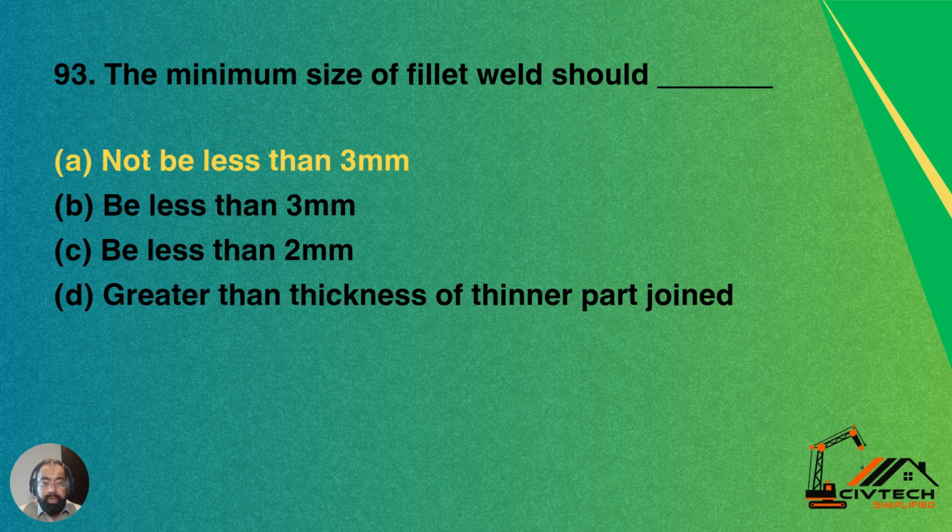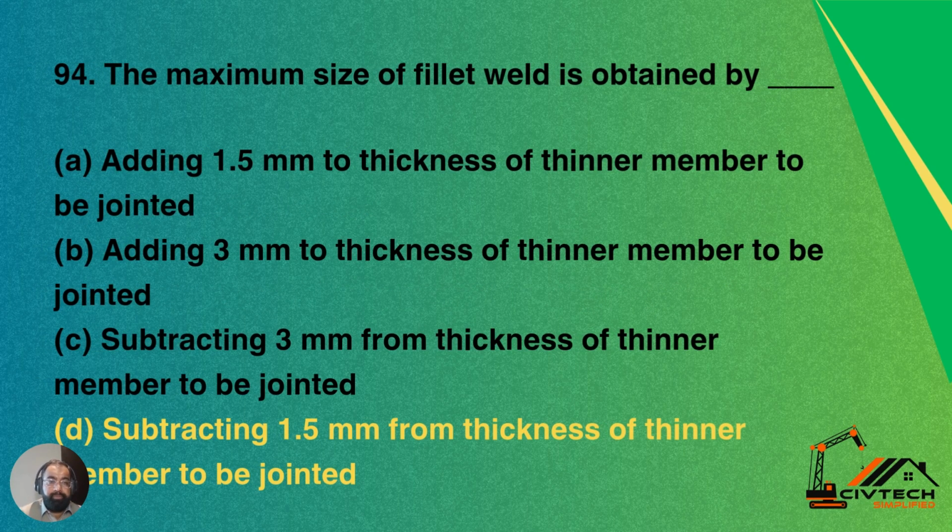Question 93. The minimum size of fillet weld should be option A, not less than 3 mm. Option B, less than 3 mm. Option C, less than 2 mm. Option D, greater than thickness of thinner part joint. So A is the correct answer for this question. The minimum size of fillet weld should not be less than 3 mm. A is the correct answer.